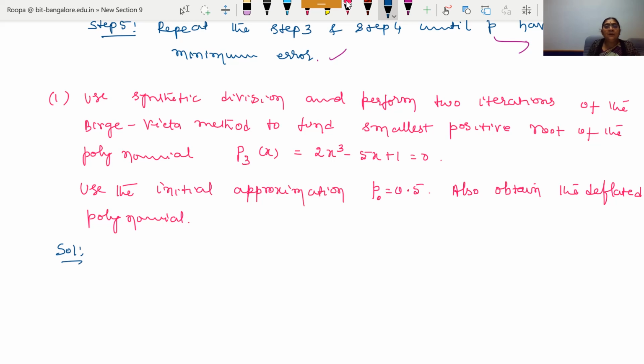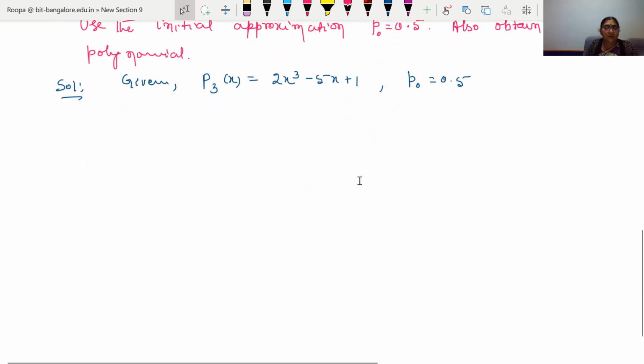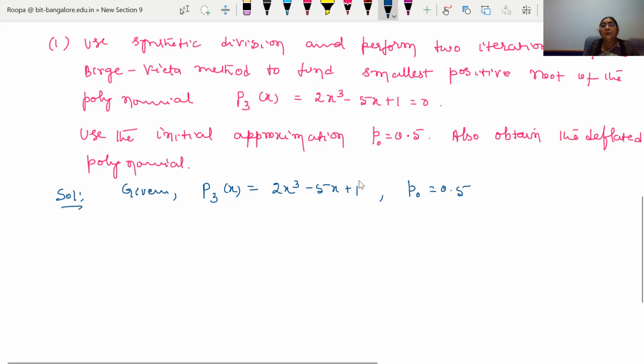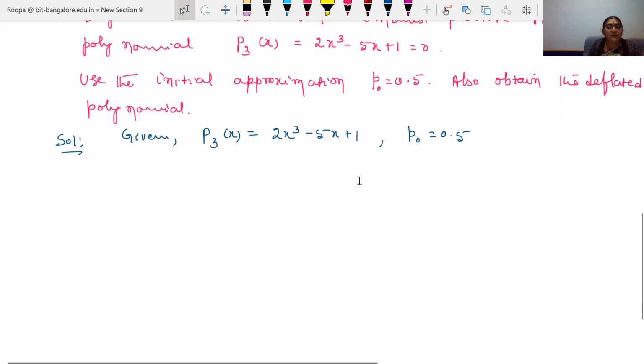Now, they have already given the polynomial. What are the things they have given? First, you write down: given P3 of x equal to 2x cube minus 5x plus 1 equal to 0. You neglect that. And then the initial approximation value they gave is 0.5. There is no ambiguity because they already gave the value of P naught. Now you have to start the first iteration. They clearly said perform two iterations. Therefore I'm going to start the first iteration.